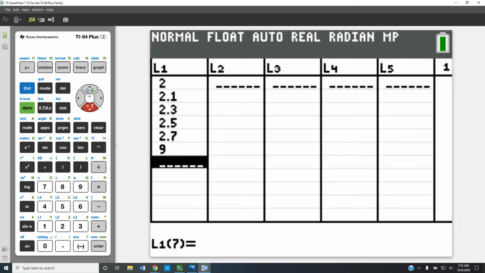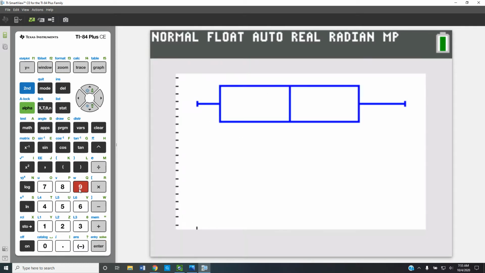Let's make it 2.9 instead of 9 in the normal range here. Let's go back to zoom. Let's go back to 9. And there's my box and whisker. The low number, minimum. And if I do a trace, right here, trace, I can see all these numbers. So start at the minimum. Minimum 2. Quartile 1 is 2.1.